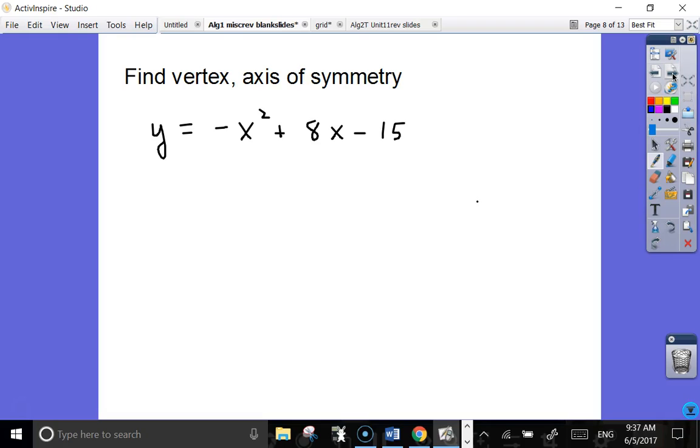Find the vertex and the axis of symmetry. Right? Doesn't say to graph. Right? How do we find the x-coordinate of the vertex? What's the formula?